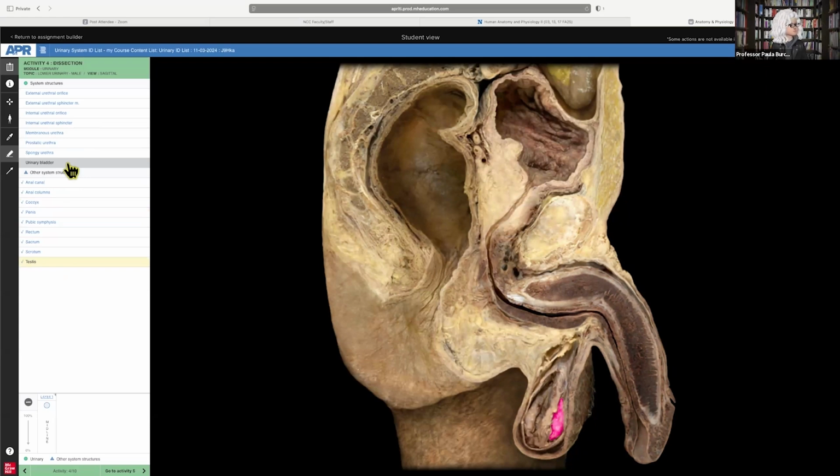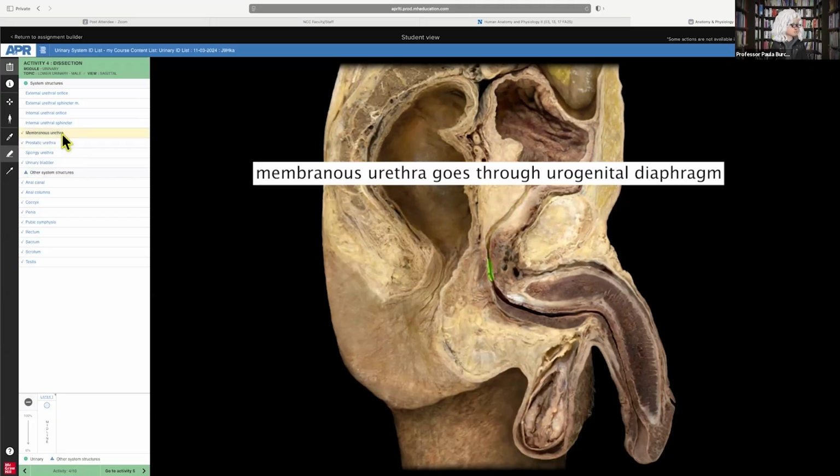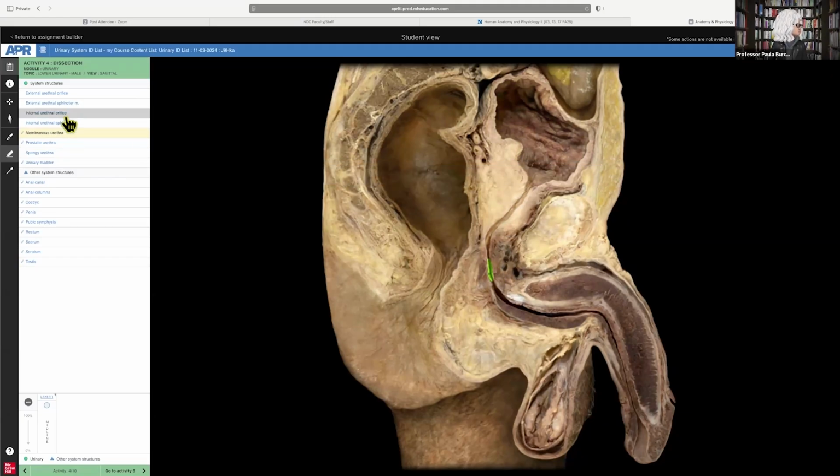Now let's look at the urinary system structures that are on your list. First of all, let's begin with the urinary bladder. Draining the urinary bladder, you will have the urethra. In the male, the urethra has distinct regions. The prostatic urethra is going through the prostate, this structure here, and that is a reproductive gland, into the membranous urethra, located here. And then once it enters the penis, it is called the spongy urethra or the penile urethra.